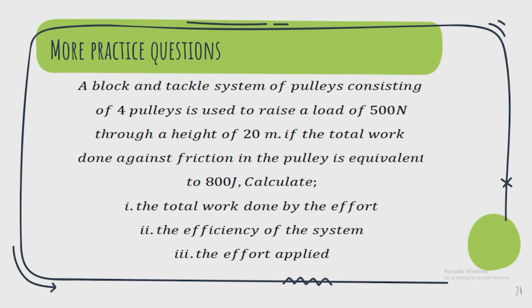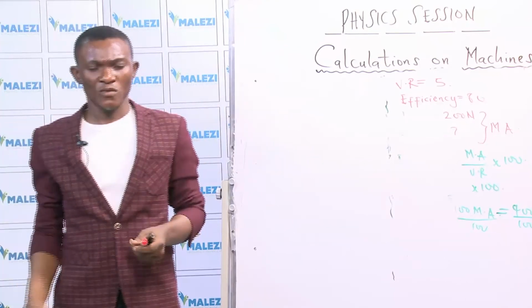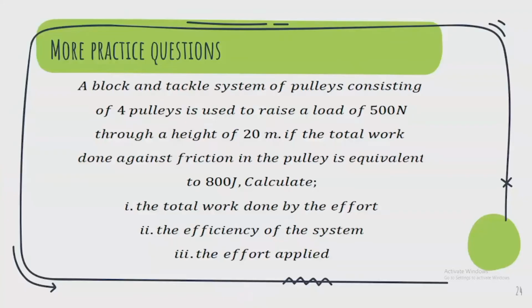Before we start that question, I want someone to tell me what will be the velocity ratio of that machine. We are told that a block and tackle system consists of 4 pulleys. So what will be the velocity ratio for such a machine? Please, I need a response. It has a system of 4 pulleys. Okay, so that means velocity ratio is equal to 4. I have my answer already. Velocity ratio is equal to 4.